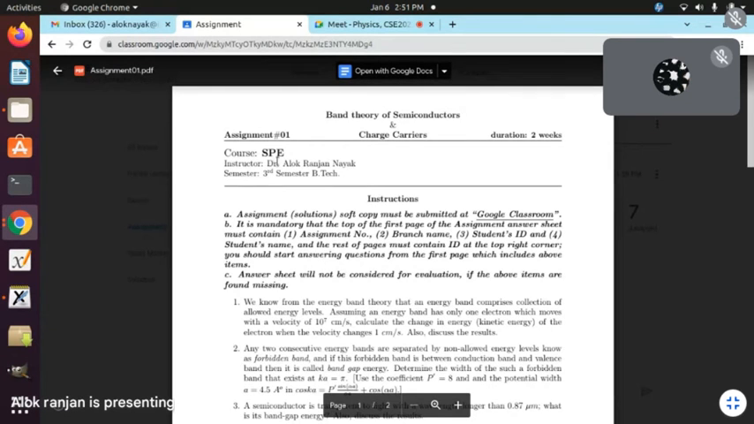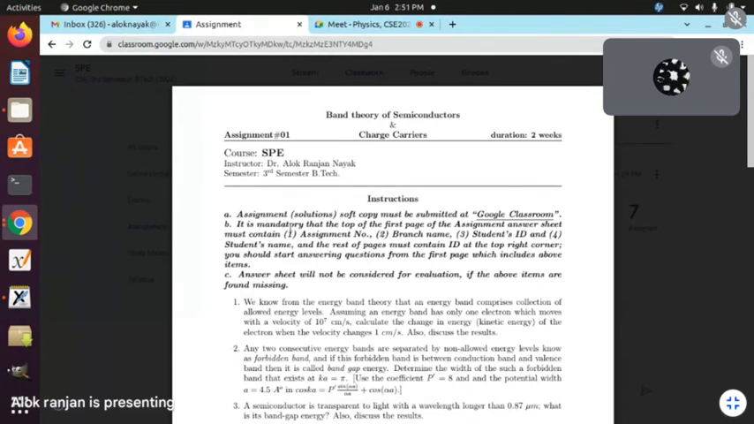Okay. So this is some semiconductor physics course. It is mentioned, right? Assignment solution soft copy must be submitted at Google Classroom. And then it is mandatory that the top of the first page of the assignment answer sheet must contain assignment number, branch name, student's ID, student's name, and the rest of the pages must contain ID at the top right corner. You should start answering questions from the first page which includes above items. Answer sheet will not be considered for evaluation if above items are found missing.